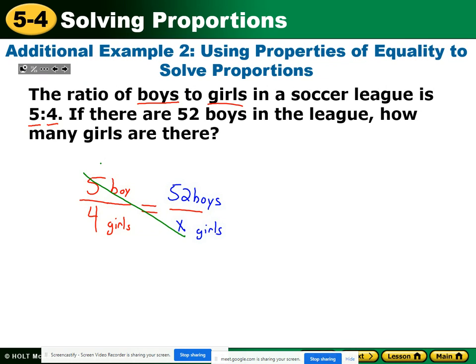5 times x is 5x. Right? Because 5 times x is 5x. We have the equal mark, Natalie, right? 4 times 52 is 208. Do we agree? Yep. Okay. So, 52 boys, 5 boys to 4 girls.